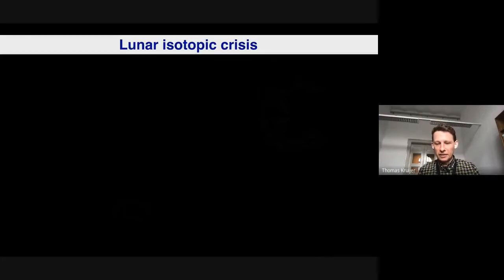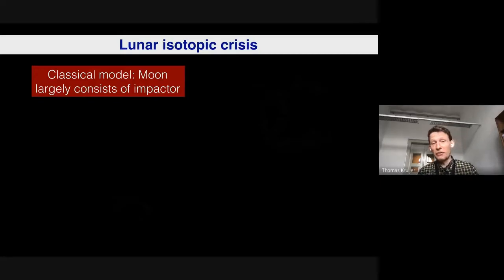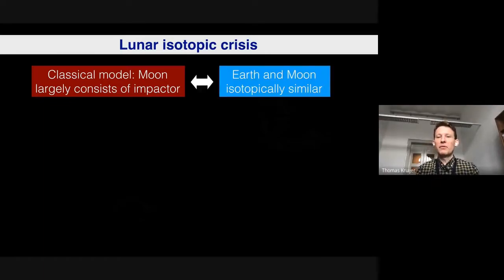And this can be summarized by this phrase, the lunar isotopic crisis. There is a bit of a crisis because there are 2 observations that could not really be reconciled for a long period of time. And it comes down to the fact that the classical giant impact model predicts that the moon largely consists of impactor material, and therefore should mostly compositionally and isotopically reflect that of the impactor. At the same time, though, we observe that the Earth and the moon are isotopically very similar, which is seemingly inconsistent with this.